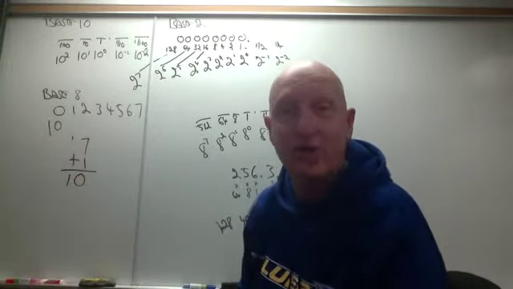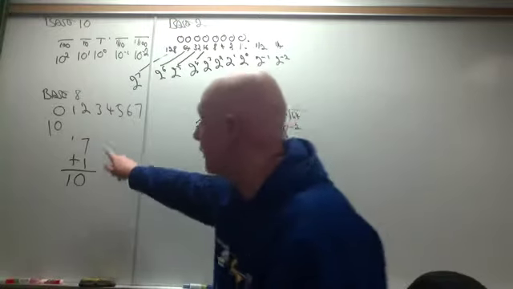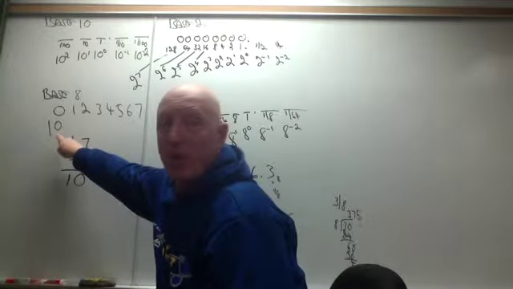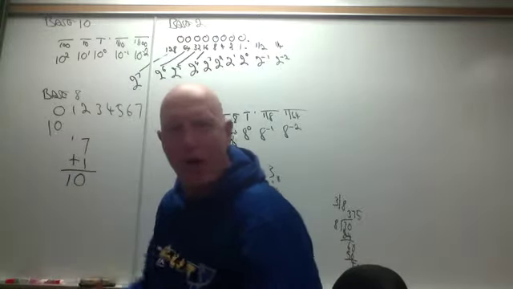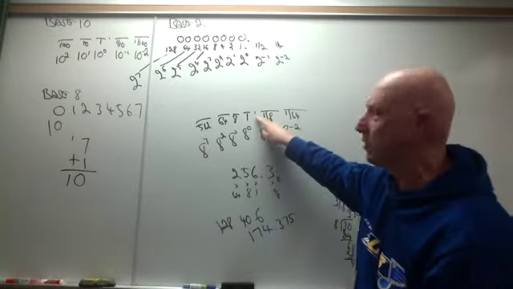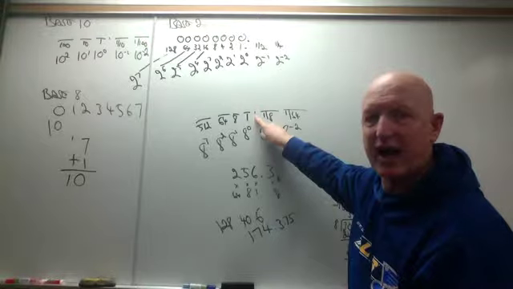Now what does a 1, 0 mean in base 8? It means no 1s and 1 eight. No 1s and 1 eight. Well, why is that? Let's take a look right here. So this is kind of how base 8 works.